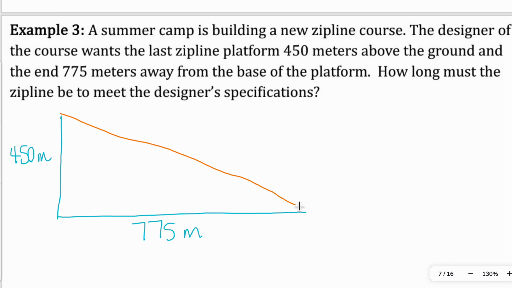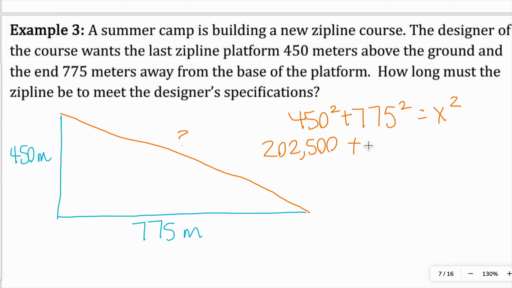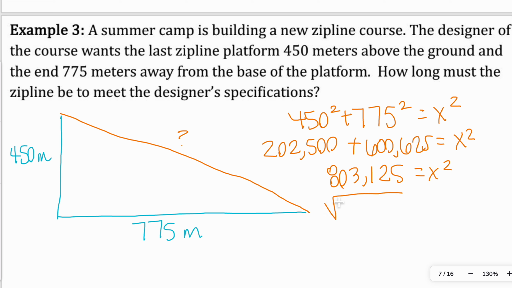So for the zipline, we start at the platform and go all the way down. So we're looking for c, so that's 450 and 775, and we're going to square those to see what x squared could be. We're going to get some big numbers here. 450 squared is 202,500, and 775 squared is 600,625. Adding those together, we're getting 803,125. So finding the square root of 803,125 is going to be about 896.2 meters.